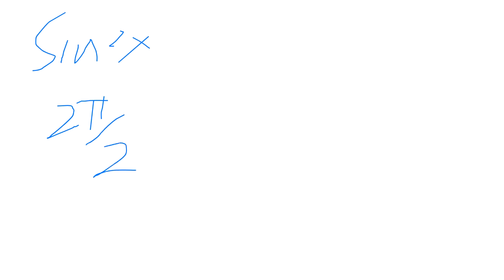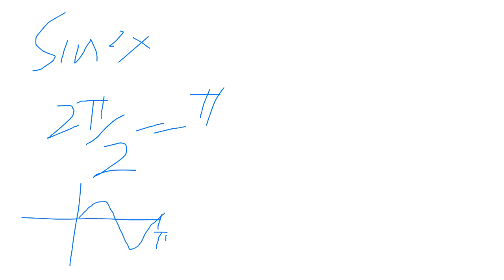So if we are working in radians, then I have sine 2x. My period will be 2 pi over 2, which will give me pi. So that means that when I draw my graph, I will go like this and come back at pi.